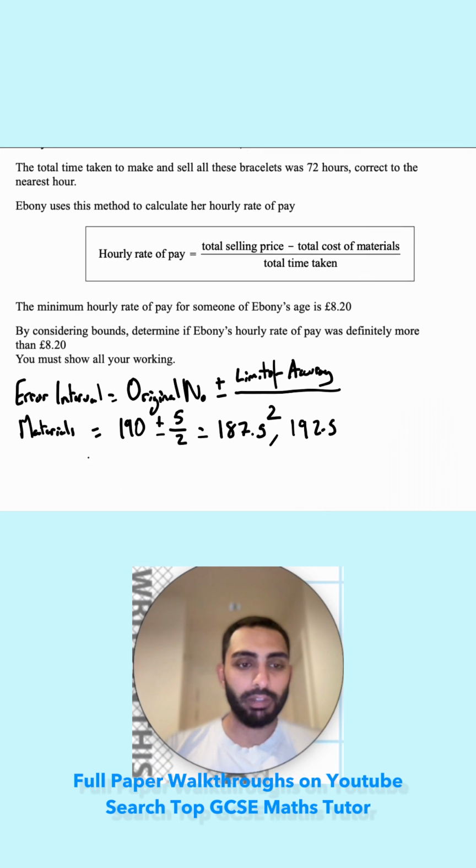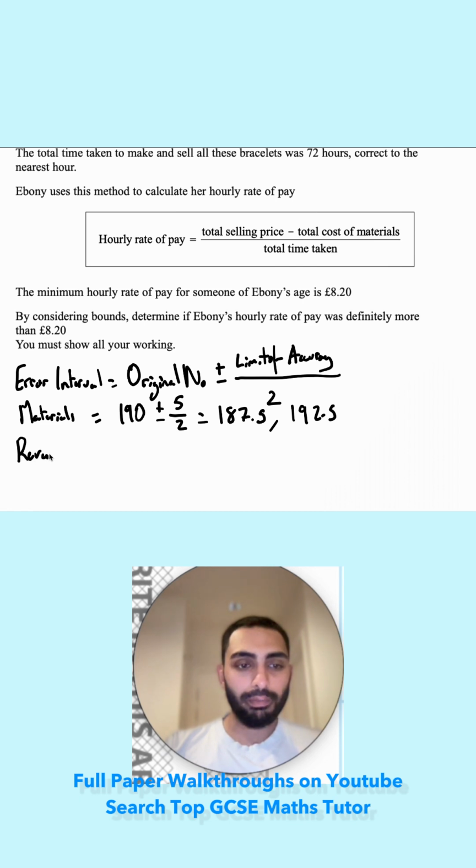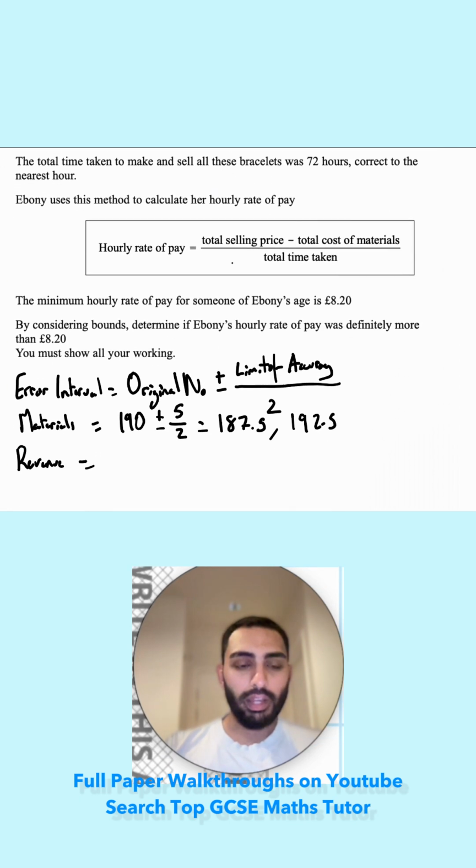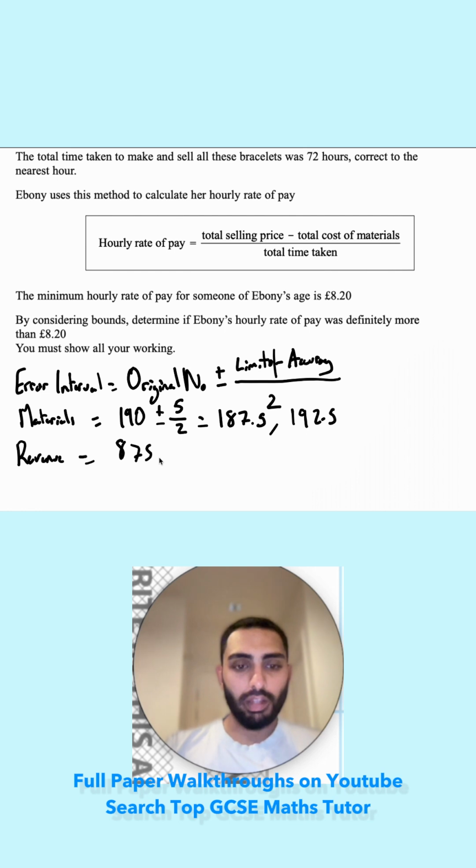So I'm going to do the same thing for this. I'll just call this my revenue, which is equal to 875 plus and minus 5 over 2 again, which is equal to £872.50 for my lower bound, and my upper bound would be £877.50.